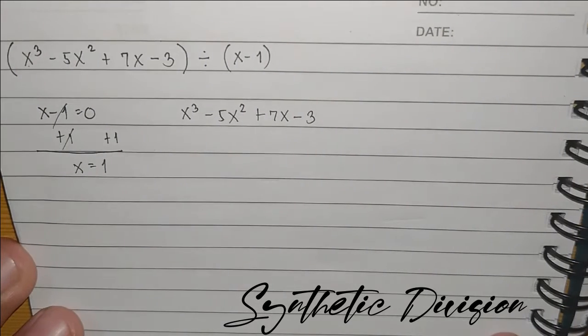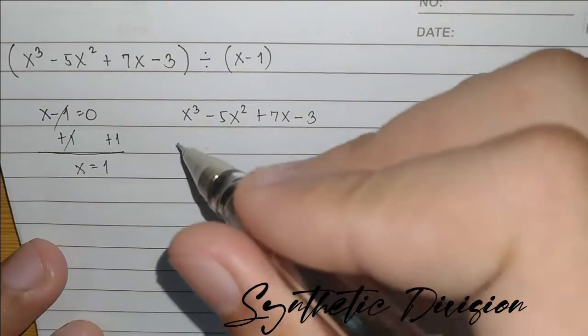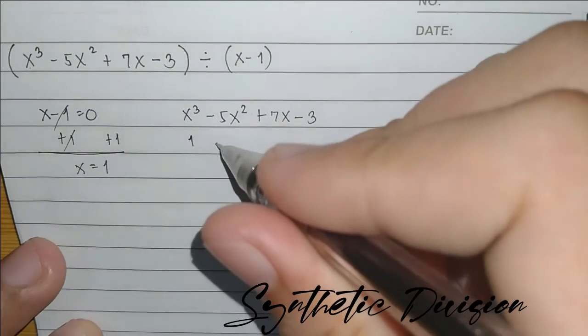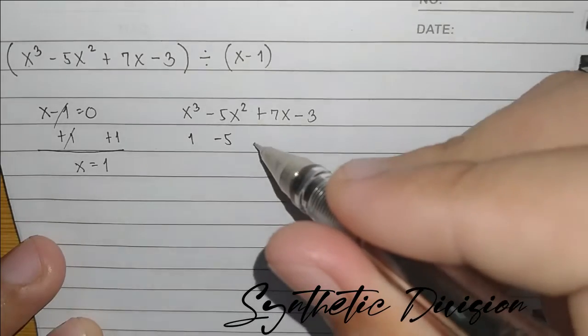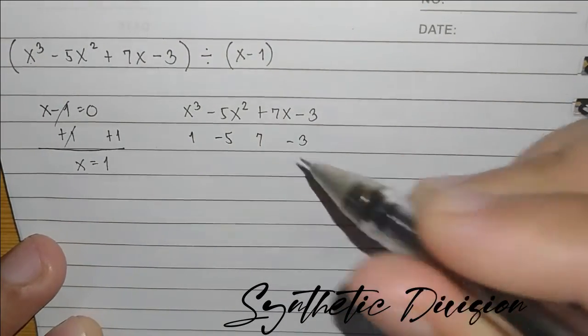And with that, ang kailangan lang natin sa dividend na to, sa polynomial na to na x cubed minus 5x squared plus 7x minus 3 is their numerical coefficient at the same time its constant term. So we have x cubed, numerical coefficient of 1, x squared, we have numerical coefficient of negative 5, and 7x, we have positive 7, and the constant term which is negative 3.